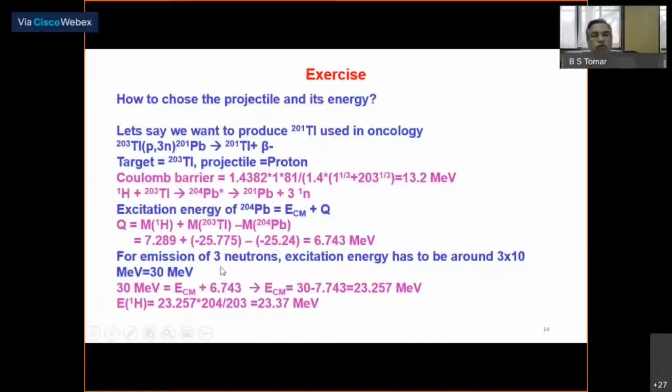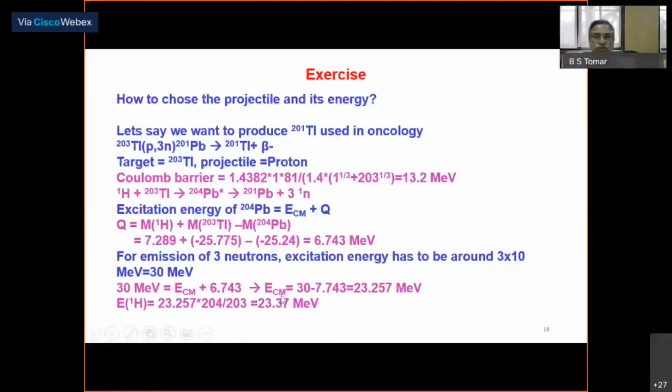Because to emit one neutron, roughly you require 10 MeV, because binding energy is of the order of 7-8 MeV, plus a neutron will come out with 1.5 MeV energy. So typically, 10 MeV energy is used in removing one neutron from the compound nucleus. So for 3 neutron emission, 3 into 10, about 30 MeV energy is required. So the compound nucleus should have 30 MeV excitation energy. 7.743 is the Q value magnitude, so ECM will be 30 minus 7.743, so 22.257 MeV.